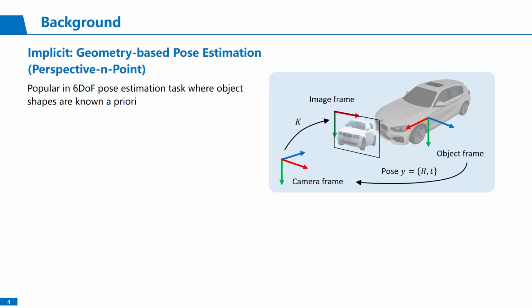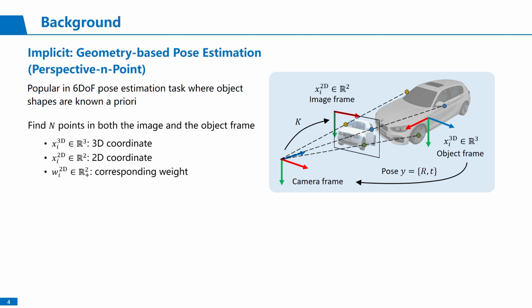Another category is going implicit, that is geometry-based pose estimation, which is very popular in 6DoF pose estimation tasks where object shapes are known a priori. Here we focus on the most common method, the perspective-n-point, or PnP method. In this method, we first need to find endpoints in both the image and the object frame, with 3D coordinates x3d, 2D coordinates x2d, and optionally the corresponding weights w2d.